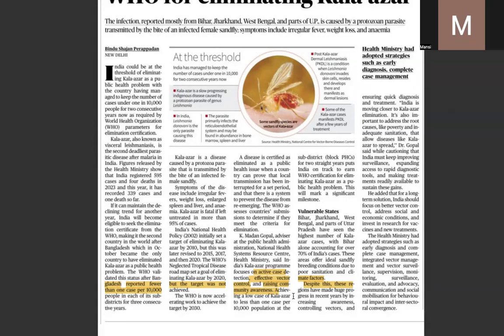So it is no longer a public health problem in India, but now we need it to be certified by WHO. It also affects the liver of the human being, and it can be fatal in more than 95% of cases if left untreated.